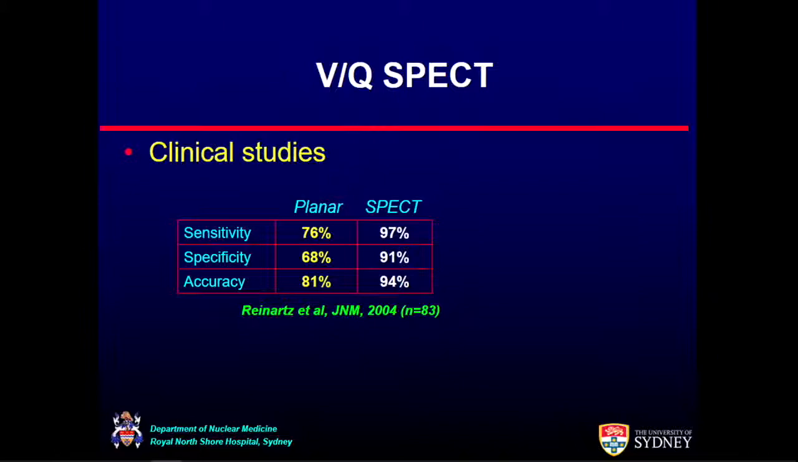Just to highlight 2 studies, one is from Aachen in Germany. So you can see there in 83 patients, sensitivity went from 76% with planar up to 97% with SPECT. Are you leaving? No. Oh, okay. He's heard it all before. And the specificity, of course, is much higher.